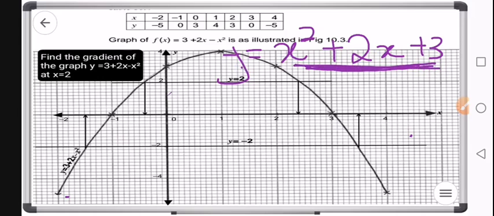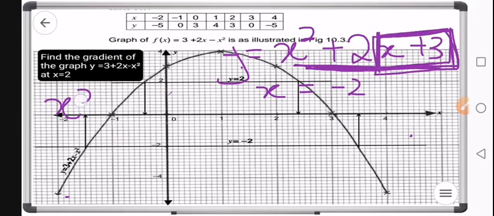Then they said, find the gradient of the graph y equal to this one at x equal to, let me say, minus 2. What are you going to do? You are going to remove this x, and you'll be left with x squared plus 2. Then this power is going to multiply the coefficient of x. For 2x, you say 2 times 2, but the power goes down by 1, so 2 times 1, then you get 2x plus 2.